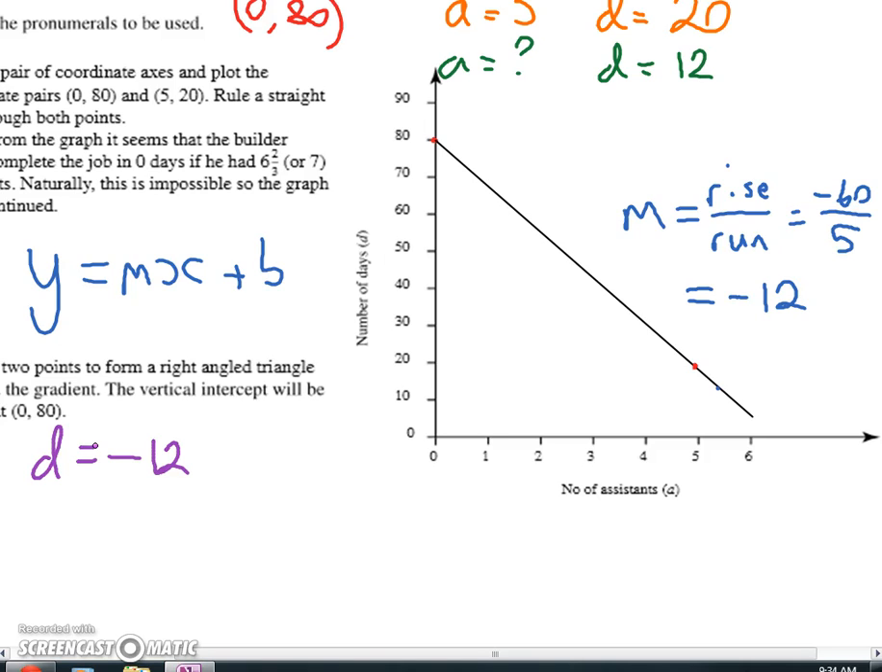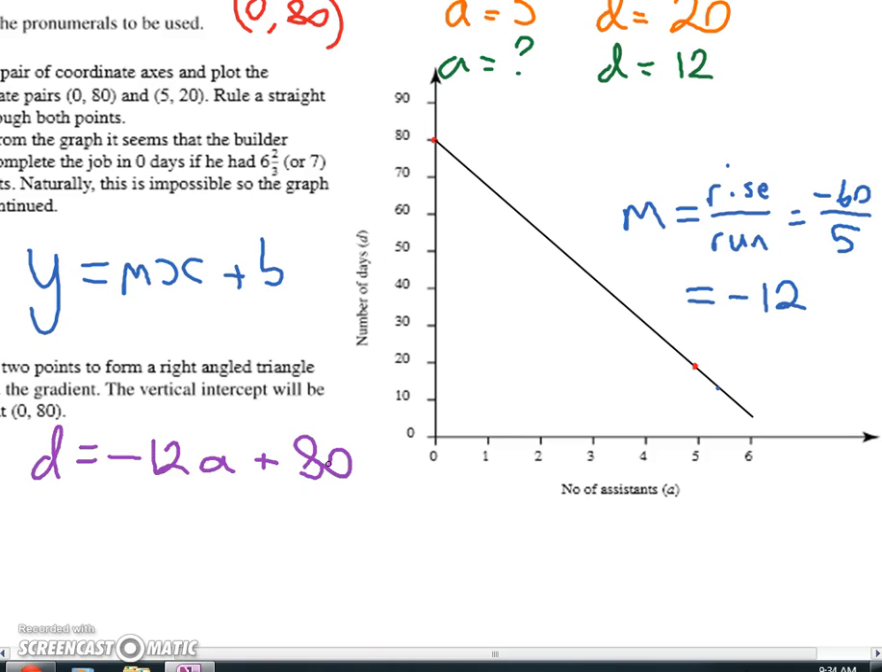What's our independent variable? A. Yeah, it is A. So we've got D equals minus 12A plus, and instead of b, what's our y-intercept? Where does our line cross the y-axis? The vertical axis. Yes. 80, right there. Okay? So you've now got your equation. That's the equation of this line.